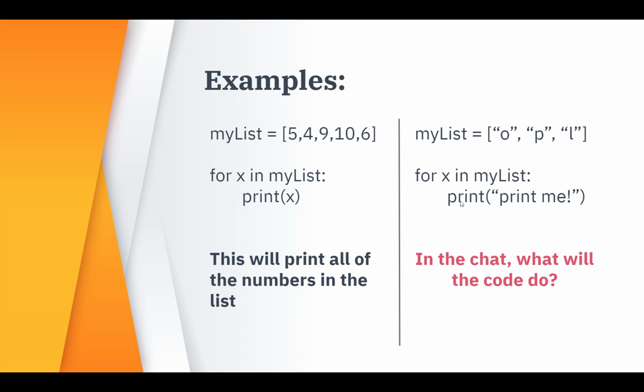for x in my list, print me. So I want you guys to think about what is this going to do? So we have O, P, and L, and we have for X, which is equal to each index in this list. So the first time it'll equal O, second time it'll equal P, and last time it'll equal L. But we have print equals print me. So what does that do?